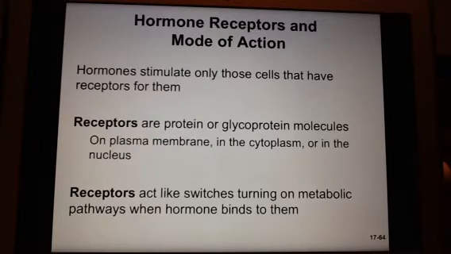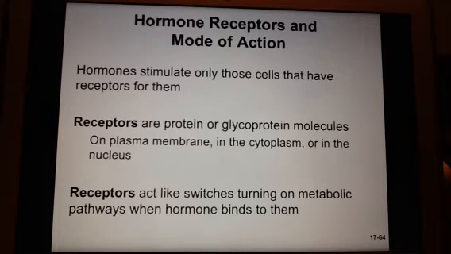Okay, so once the hormones have made their way through the blood, they are reaching their target cell. Well, how do they know when they're there? Hormones stimulate only those cells that have receptors for them. So depending on what type of cell it is, they have different receptors. You're probably comfortable with receptors from muscle cells and neurons, but receptors are protein or glycoprotein molecules. They're on the plasma membrane usually. Now, with some hormones, they can be in the cytoplasm or even in the nucleus, but we're really comfortable with them being on the membrane.